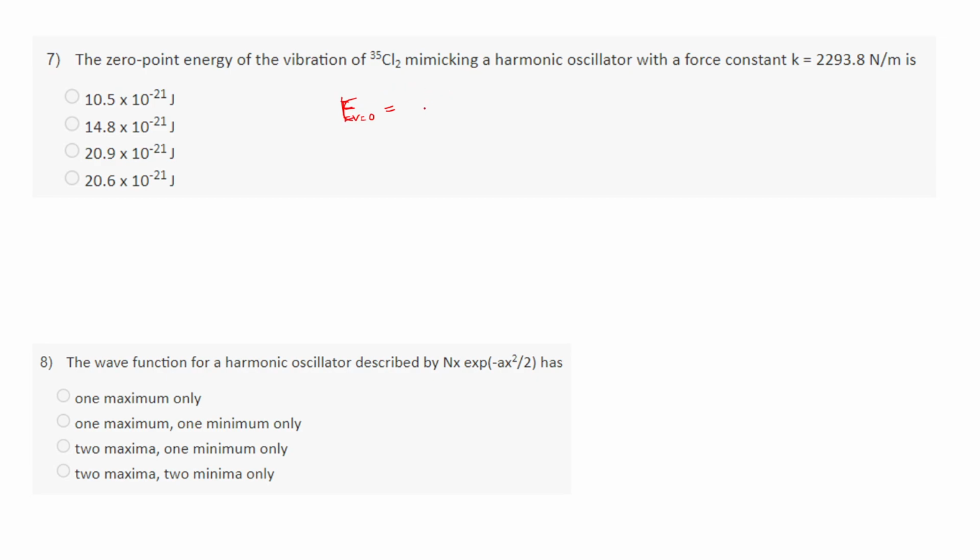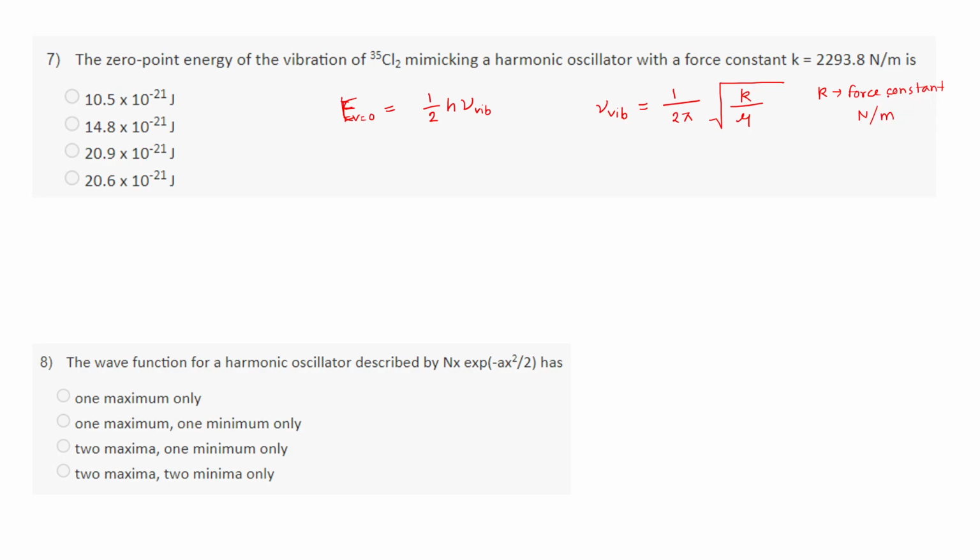E is equal to half h nu, where nu is the vibration frequency. I am not putting any bar. And the vibration frequency is also related via 1 by 2 pi times the square root of k by mu. What is k? k is the force constant, right? And the unit is given, that is Newton per meter.